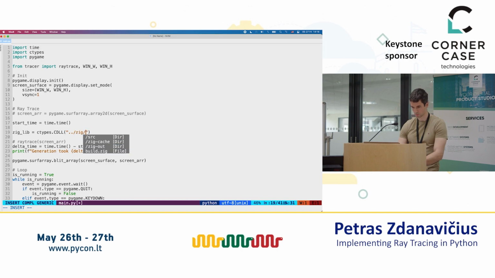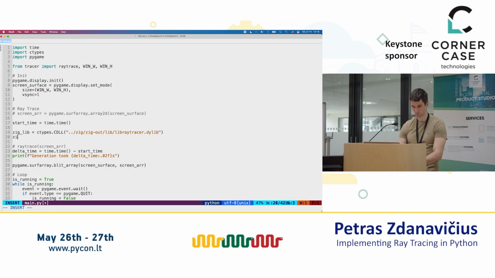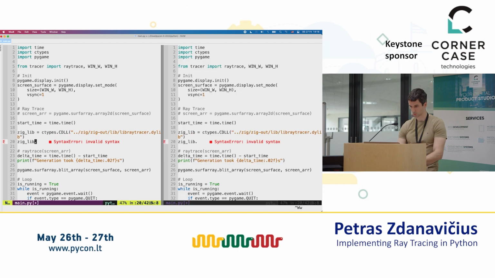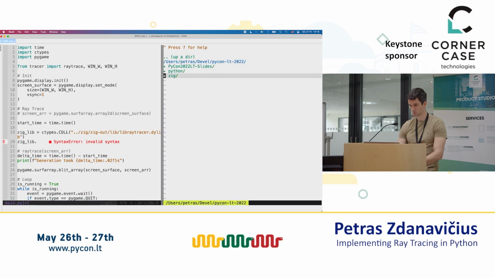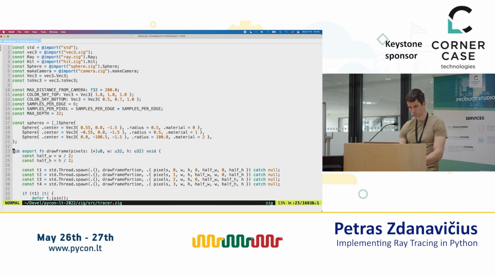Okay, it's zig out, lib, load library, so zig lib. Let's look at the code. So there we are exporting, and as you can see, I cheated a little bit at zig. I'm using threads. I'm making zig look better than it is actually. Anyway, we're gonna call this draw frame.